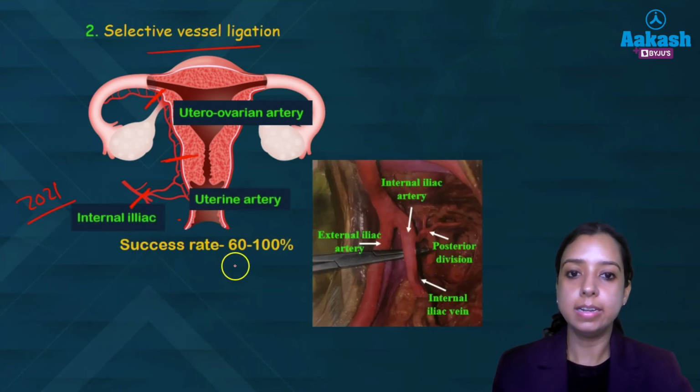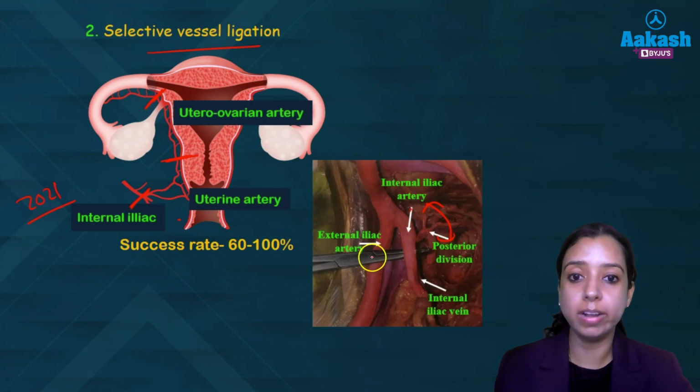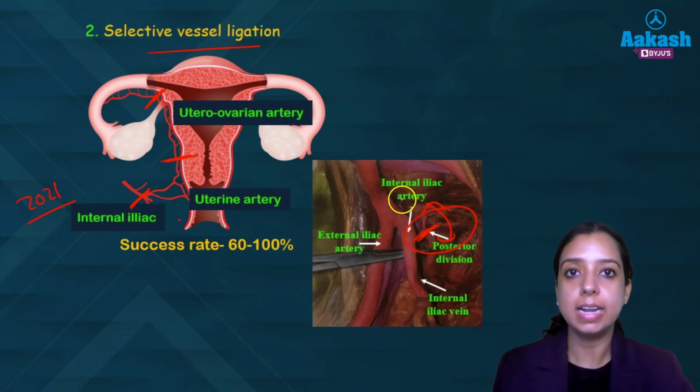Now, when you are ligating the internal iliac, you have to ligate it 5 centimeter distal from the bifurcation so that you do not end up ligating the external iliac. Okay, that too when the posterior division has been given. Can you see this is the posterior division? So you will ligate the internal iliac artery after the posterior division has been given, 5 centimeter distal from the bifurcation.